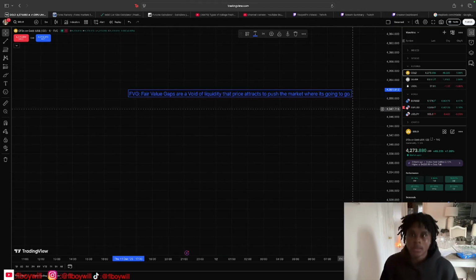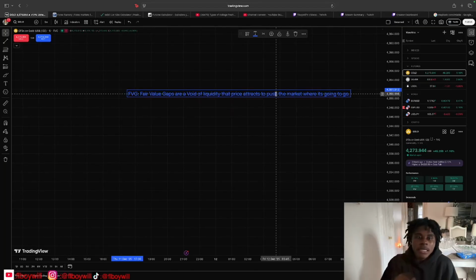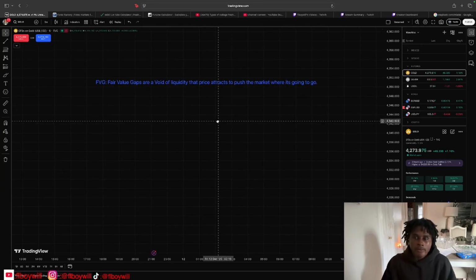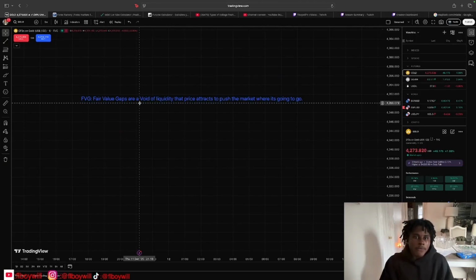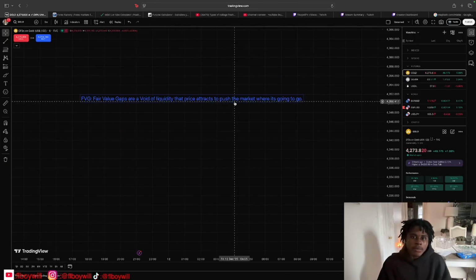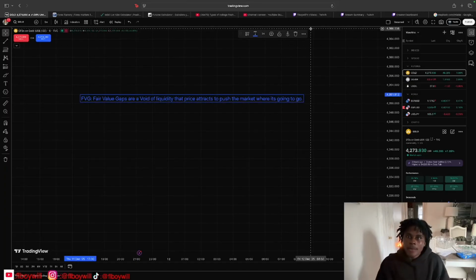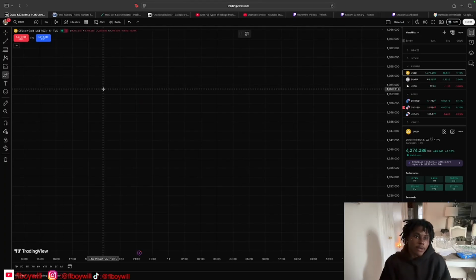just because the price is going to the fair value gap, it does not mean it's going to go back up in the uptrend. Like, see how it reacts and take the trade off that. You don't, because you're not gonna guess what they're doing with the market. So fair value gaps are a void of liquidity that price tracks to push the market where it's gonna go. Not up, not down, not bearish, not bullish. And then there's two different types of fair value gaps.